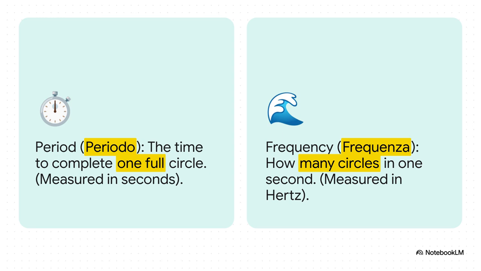Let's say 2 seconds for a full lap. The frequency is the flip side of that coin. How many laps do you do in 1 second? Well, in our example, that would be half a lap per second, or 0.5 hertz. They're just two different ways of talking about the very same pace.